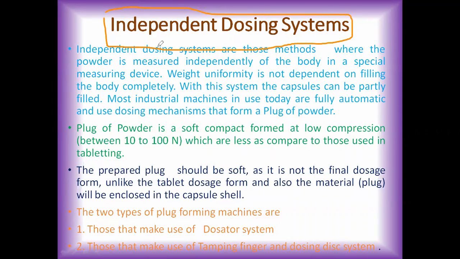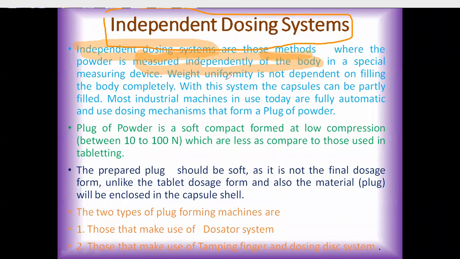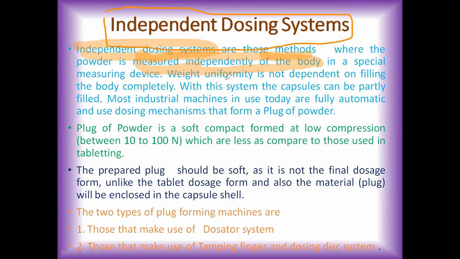Now what happens in independent dosing system is that these systems are the methods where the powder is measured independently of the body. So here we are not going to measure the powder into the body. Okay. So it is totally independent of the body, and here we make use of a specialized measuring device. Hence the name is given as independent dosing system. Clear? So I repeat again.